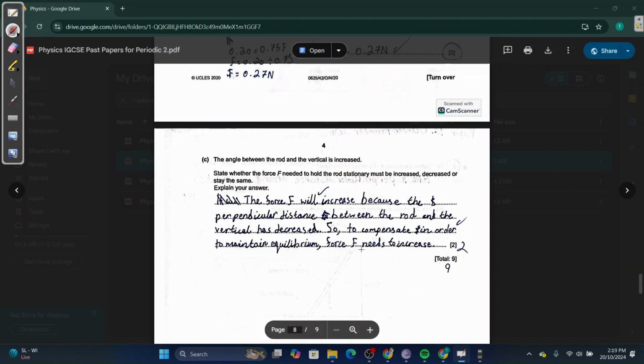And now you know that they wanted the moment. The moment, let me explain to you. So the force F will increase. That's one point, to identify if it will increase or decrease or stay the same, because the perpendicular distance between the rod and the vertical has decreased. So you want to compensate, right?